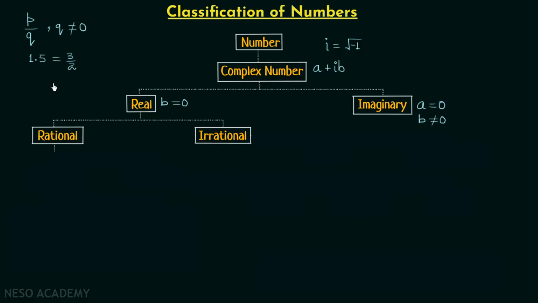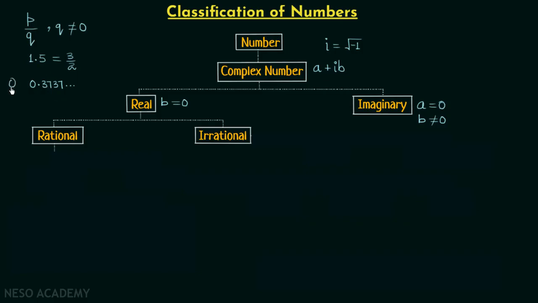Now we will move on to the second type, which is non-terminating but recurring decimal form. For example, we have 0.3737 and so on. Here you can see that we have non-terminating decimals. The numbers are not getting terminated. They are continuously there, but the number 37 is repeated. So this is non-terminating but recurring decimal form, and this we can also write in p over q form.